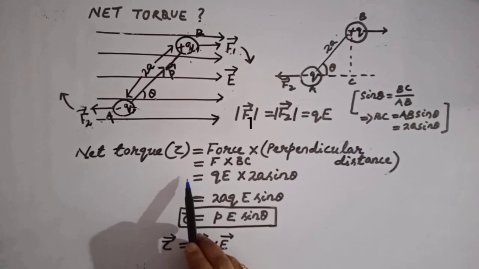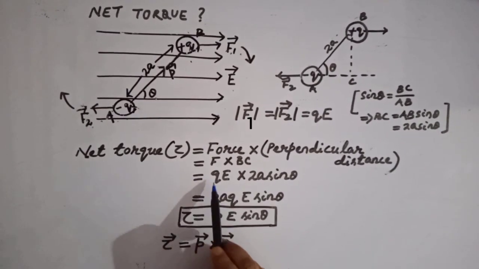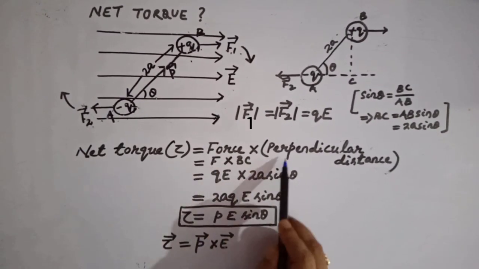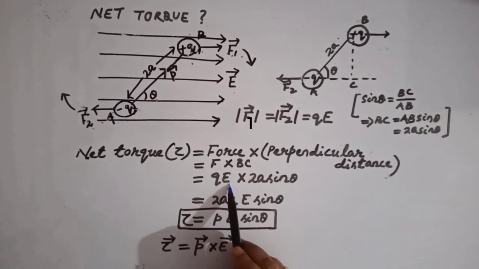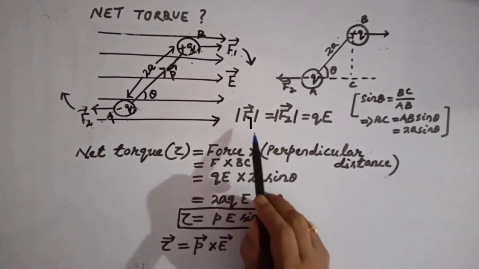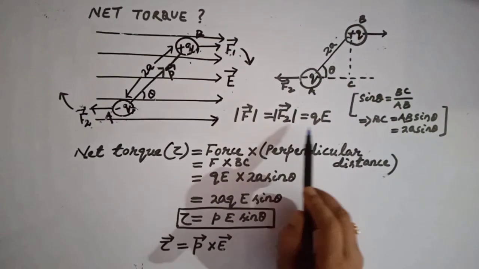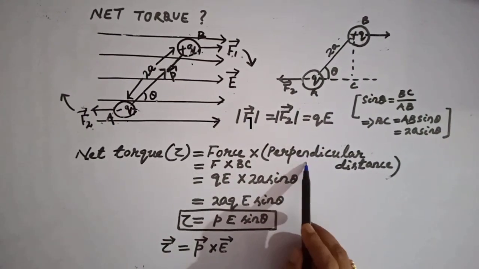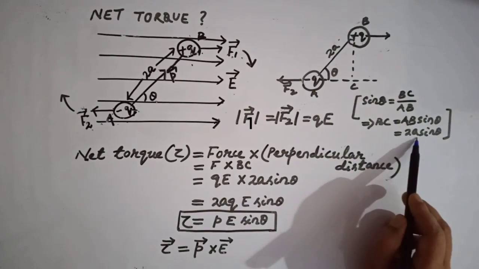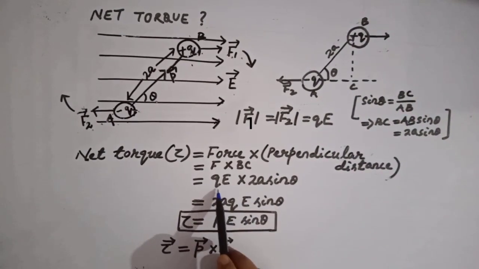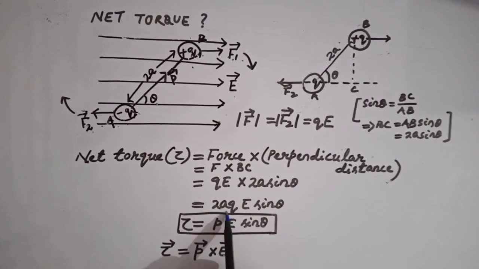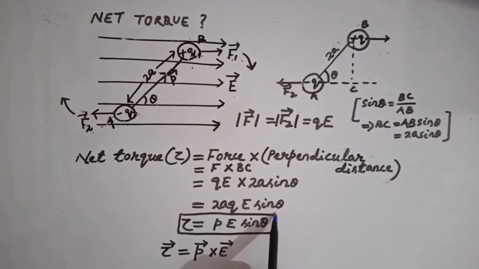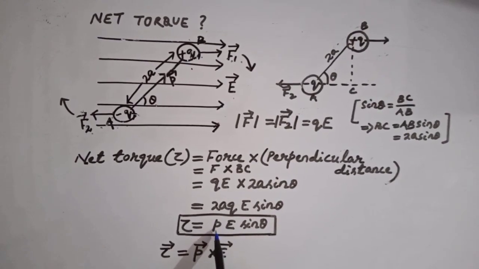To find the torque, the value of the force and the value of the perpendicular distance are put here. The value of the force is equal to qE, because magnitude of F1 is equal to magnitude of F2, which is equal to qE. The perpendicular distance is equal to 2a sin theta. Putting these values, it is qE into 2a sin theta, or 2aqE sin theta. 2aq is equal to p, the dipole moment.